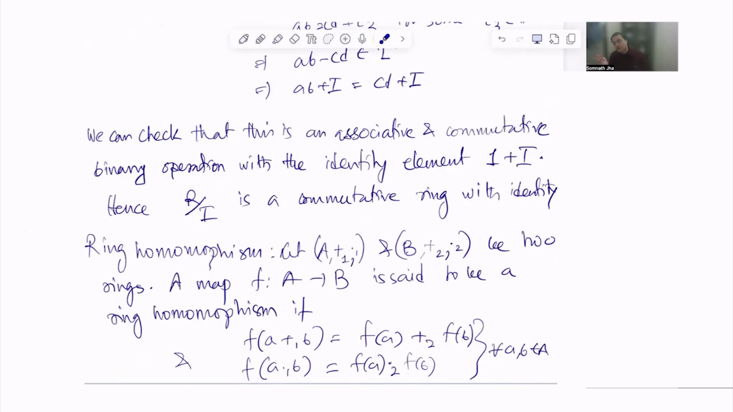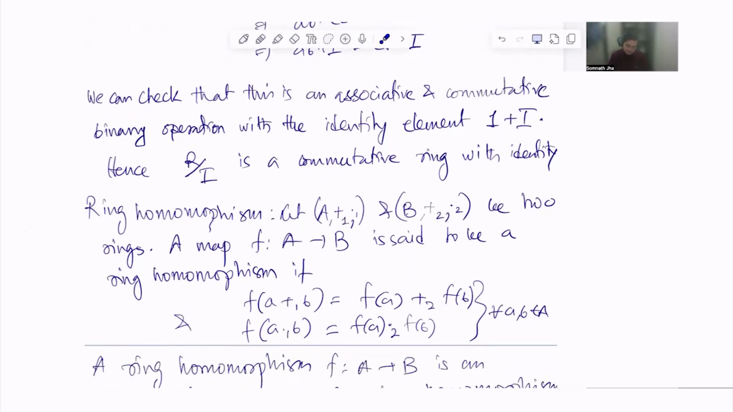So if there are two structures, then it should be mapped with respect to each structure. Since it's an abelian group, a ring homomorphism, first of all, should be an abelian group homomorphism. So this is the condition for that. And the second condition is that it respects the multiplicative structure.